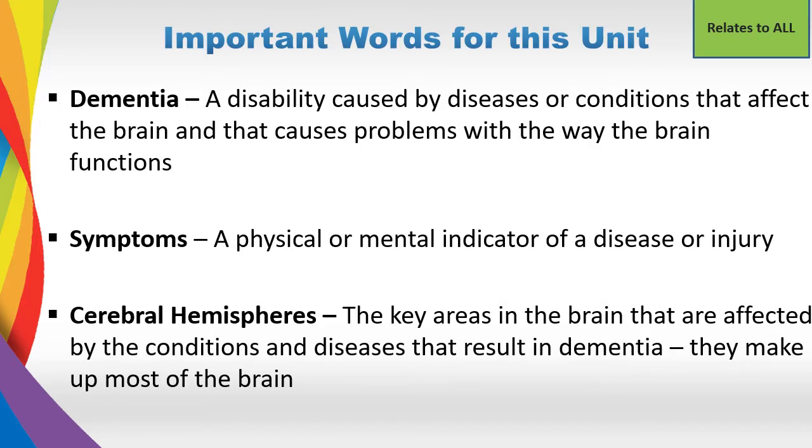I have here some important words for this unit. This is going to relate to all of the work that you're doing. So dementia is a disability caused by diseases or conditions that affect the brain and that causes problems with the way the brain functions. The word symptoms means a physical or mental indicator of a disease or injury. Cerebral hemispheres, the key areas in the brain that are affected by the conditions and diseases that result in dementia, and they make up most of the brain.